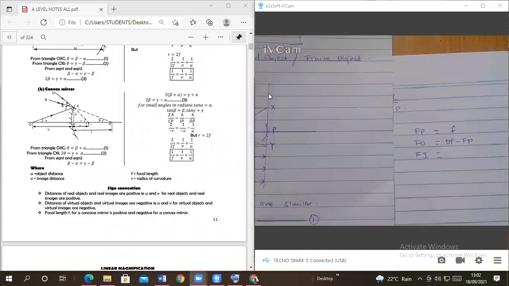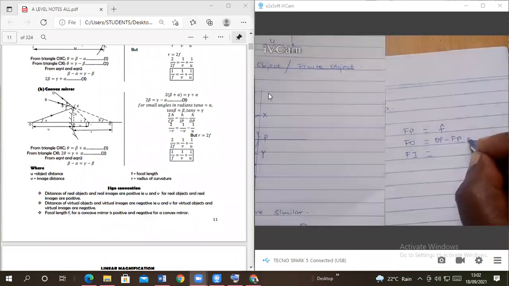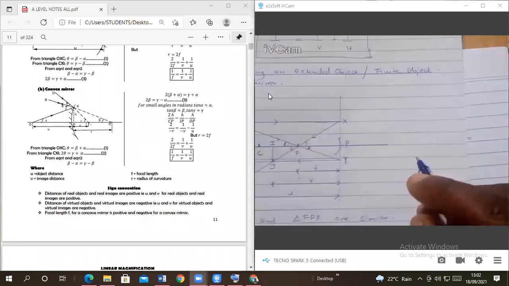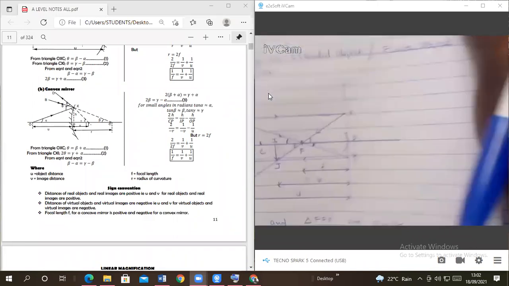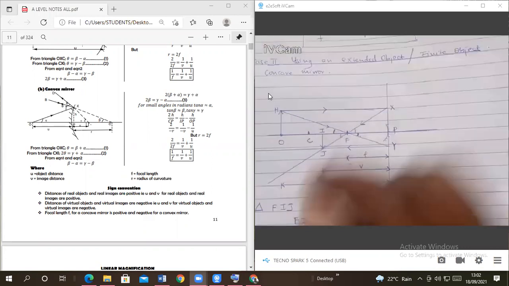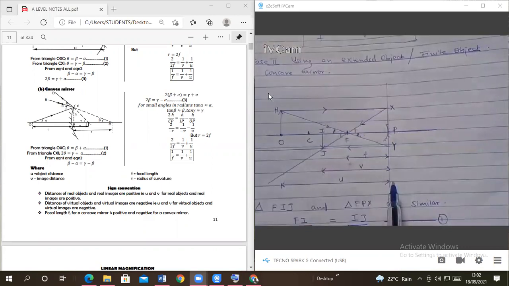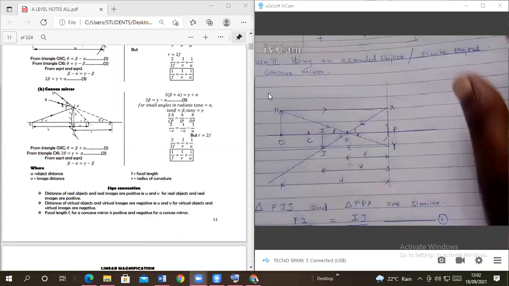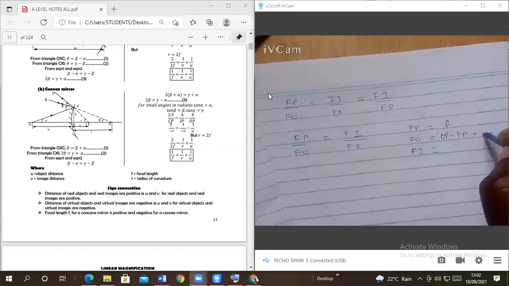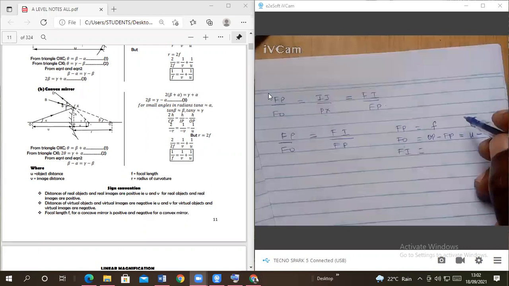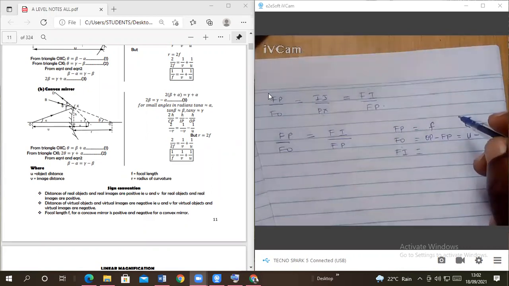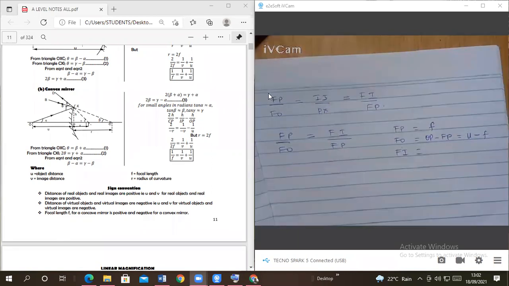OP minus FP. And OP, I want you to see very well, OP in our diagram there. What is OP? OP is U. So I'll have U minus, and what is FP? It is F. Correct. Now, I think you have drawn the diagram.